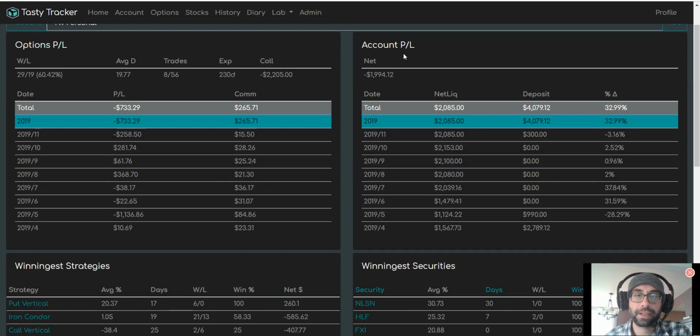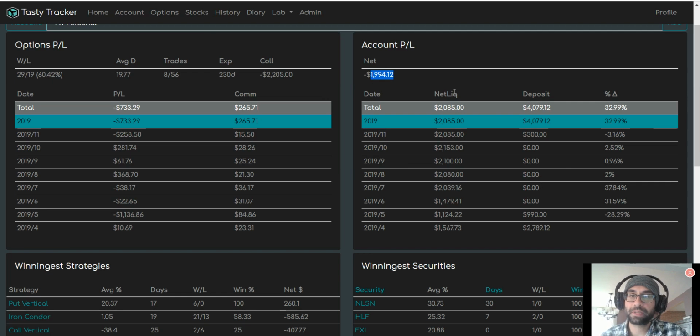The account P&L, that all comes from the account tab. So obviously, if you're only doing stocks, this first pane isn't going to be filled out. And if you're not logging your account totals, this pane isn't going to be filled out at all. But if you do use it, you can see right here that on this account I've deposited $40.79 and I'm currently at $20.85. So that gives me a total of negative $19.94.